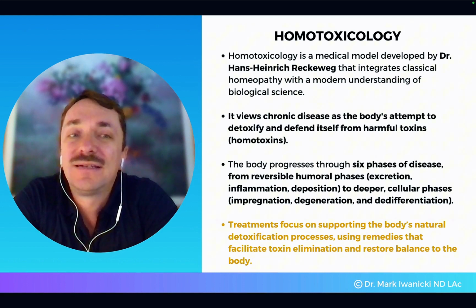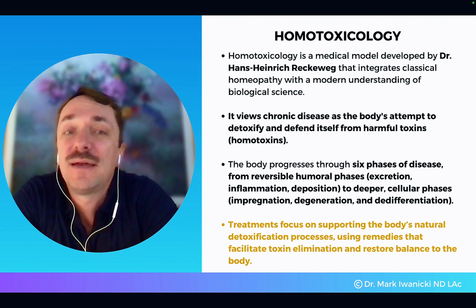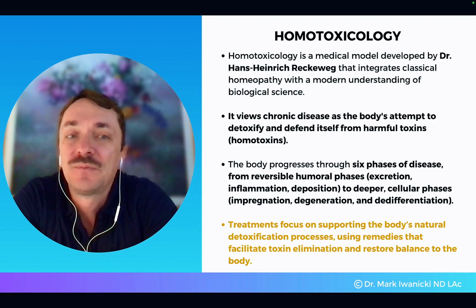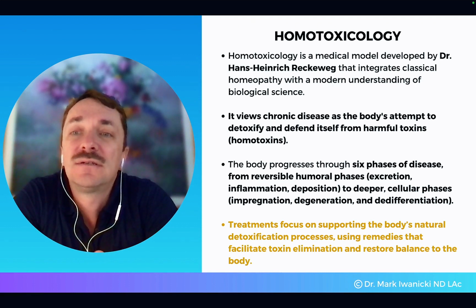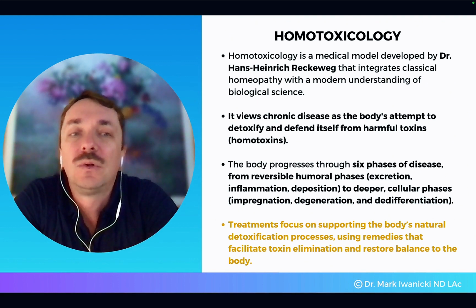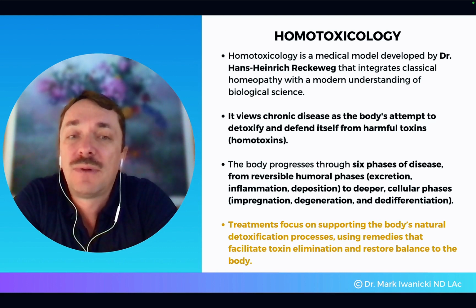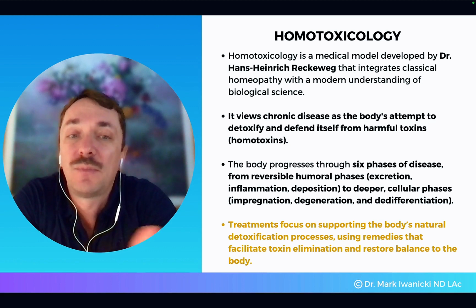We have this framework of the six phases of disease. We'll go over that more in detail, but they're broken up into three major sections: humoral phases, matrix phases, and deep cellular phases. And we'll talk about how toxicity in each of those compartments and movement along that spectrum increases disease progression, and also increases complexity and chronicity of disease. Treatment really is underlying detoxification, supporting detoxification of the body. We use different remedies that target or support the organs of elimination so that we can reverse the toxic load and restore balance to the body.